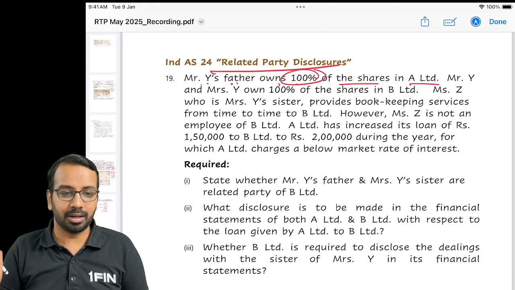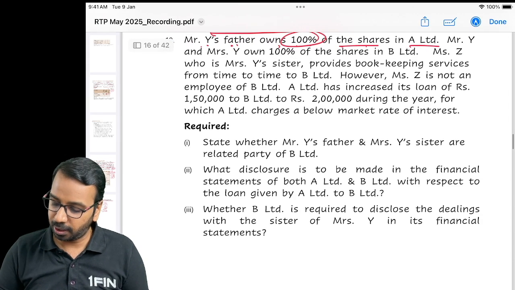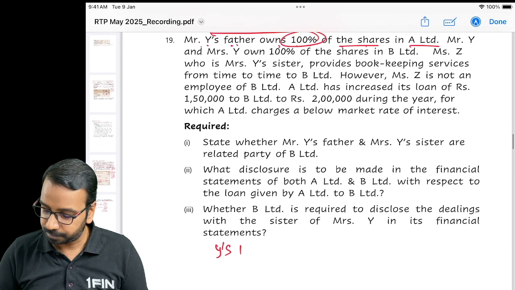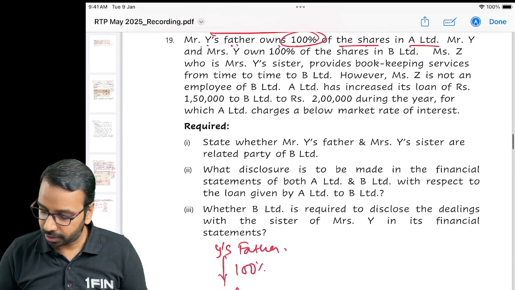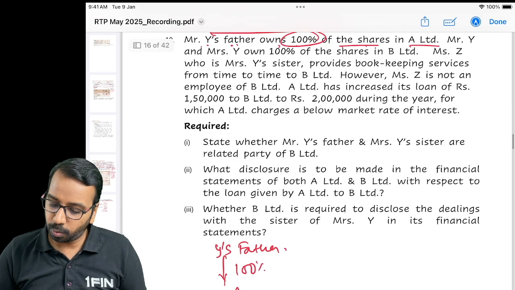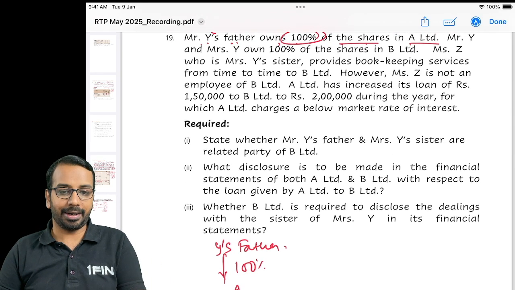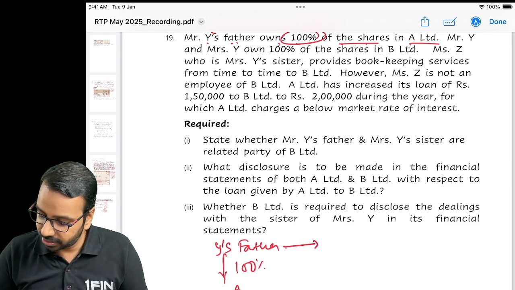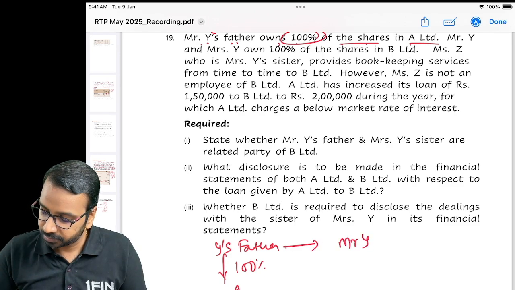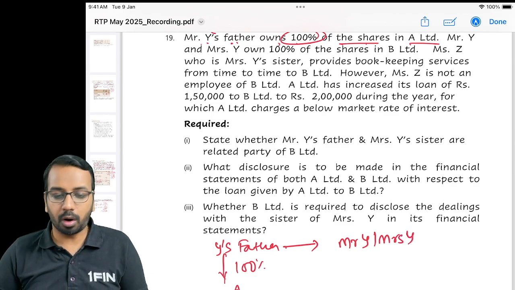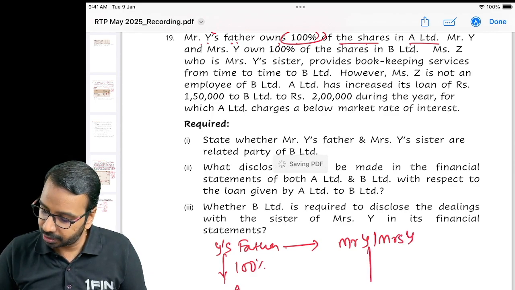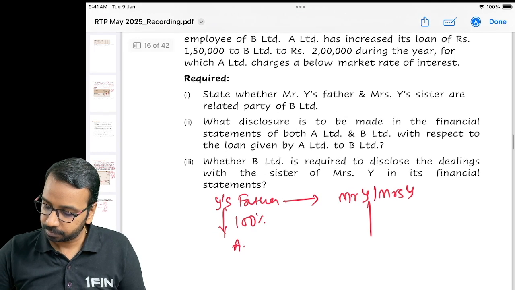So what happened? Mr. Y's father owns 100% of A. So you have Y's father. They own 100% of what? A. Okay. Mr. Y and Mrs. Y own 100% of the shares in B Limited. So Y's father is there. You have Mr. Y, and also you have the spouse of Mr. Y. They own 100% of B.